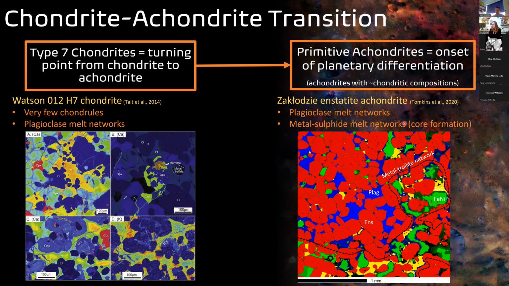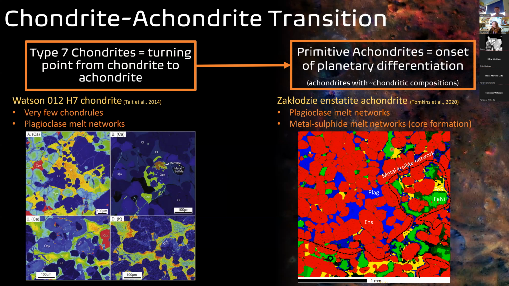This is an example of some data I collected during my PhD for my PhD supervisor, Andy Tompkins, which has been published actually, which is a nice little surprise to me. This is from a meteorite called Zakłodzie. It's a Polish meteorite. It's an enstatite achondrite, and all these big red grains are just chunks of enstatite. That's a really magnesium-rich pyroxene.